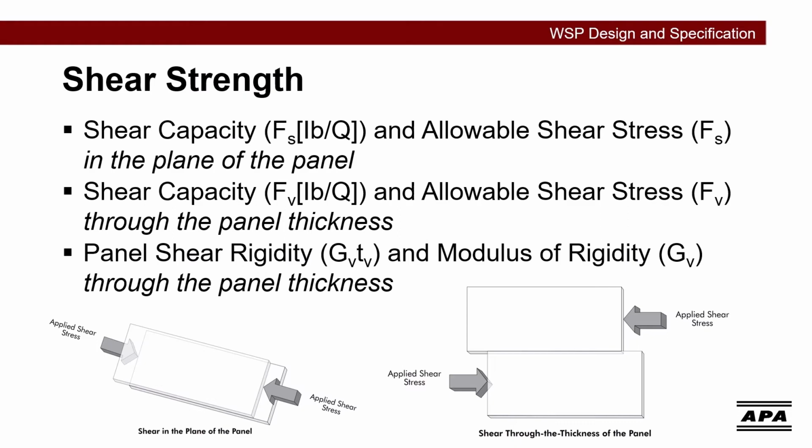Panel shear rigidity through the panel thickness, sometimes called in-plane shear rigidity in lateral load design, is a panel's capacity to resist deformation when under shear through the thickness stress. Panel shear rigidity is represented by G_v t_v, which is the product of the modulus of elasticity and the panel thickness. The units of G_v t_v are pounds per inch of panel depth for vertical applications.